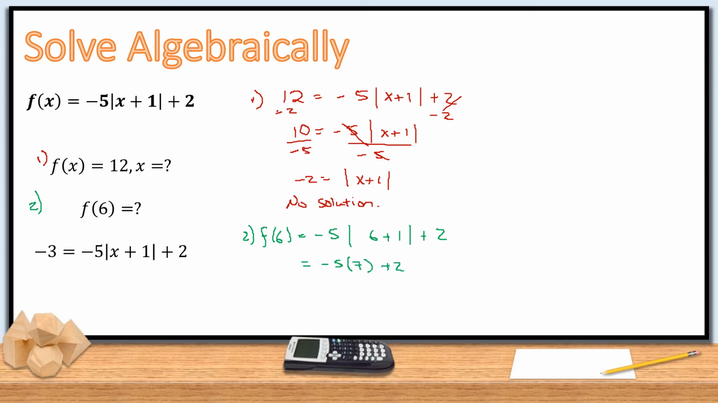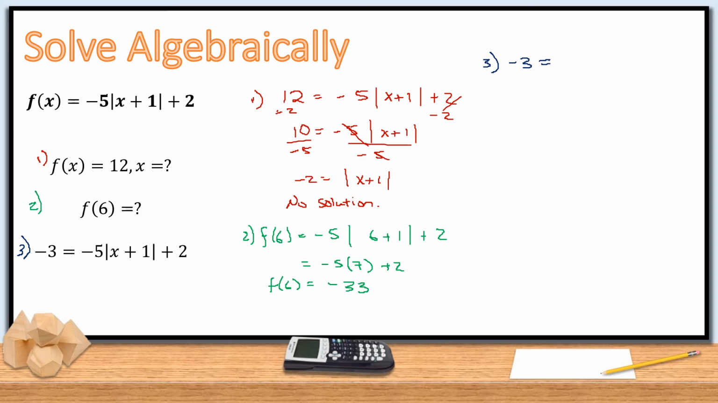So f of 6 is going to be minus 35 plus 2, which is negative 33, which is what we saw on the graph as well. Thirdly, I don't know if that's a word or not, but we're going with it.